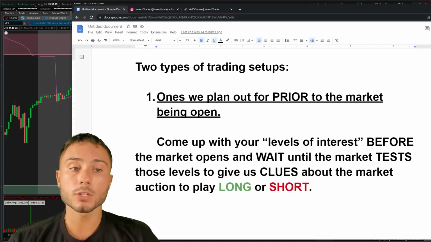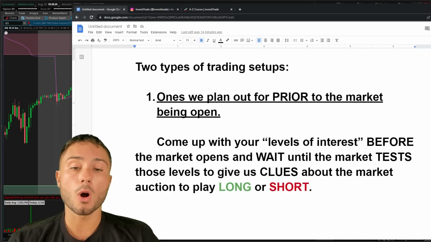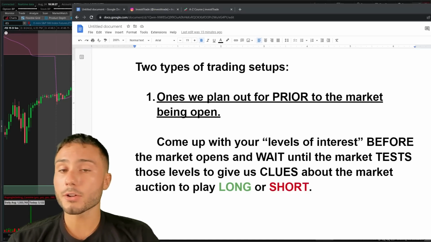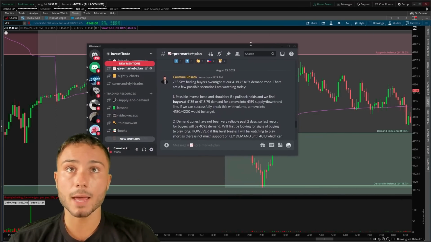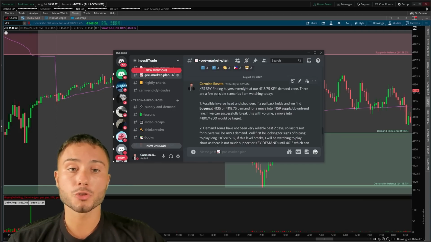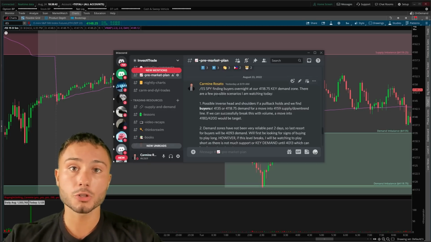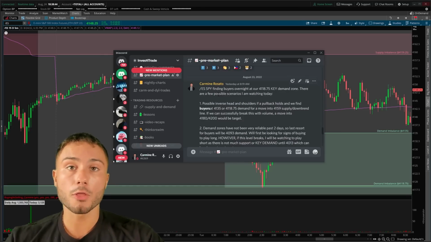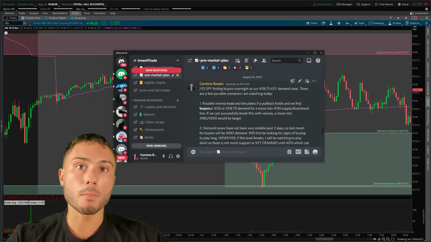You come up with your levels of interest before the market opens, and then you have to be patient enough to wait until the market tests those levels to give us clues about the market auction to play long or short. To understand this a little bit better, I want to go over the pre-market plan. I post these every single day in my Discord: setups I'm watching, levels I'm looking out for, and potential trading scenarios. These are my own plans that I am personally watching to trade off of myself, that I post for other members in the community to see, that I plan out before the market opens up.